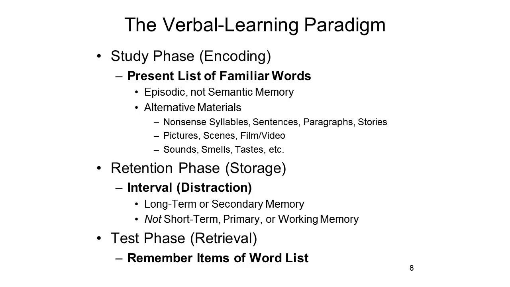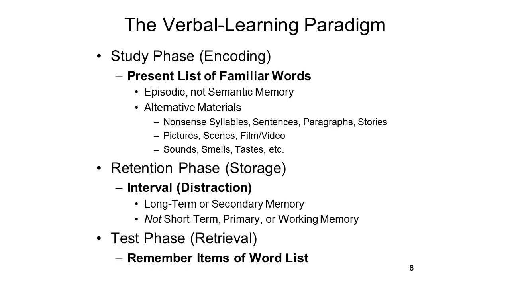Once the list has been presented, then we let some period of time elapse before we test the subject's memory. It might be a long interval or a short interval. The subject might be allowed to rehearse the item silently to himself, or he might be engaged in some kind of task that would distract him from the list. Remember, in the last lecture, we defined long-term memory as whatever is remembered after about 30 seconds of distraction.